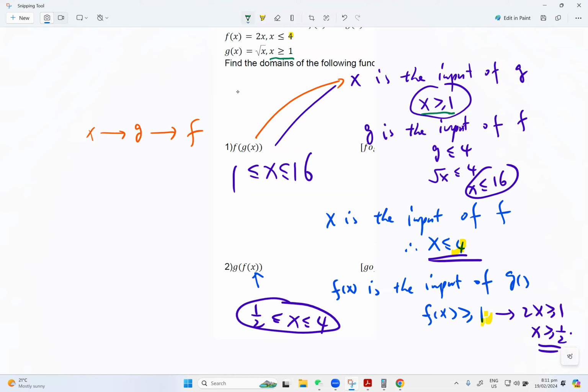And the whole G inside F. The whole G is the input of F. The input of F needs to be less than or equal to 4. Therefore, we have here. That's why here G is.